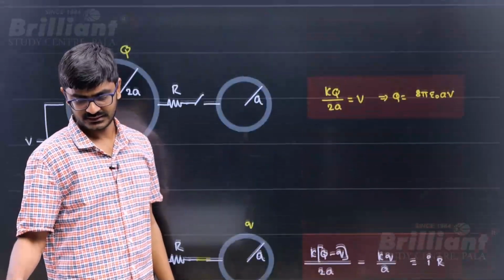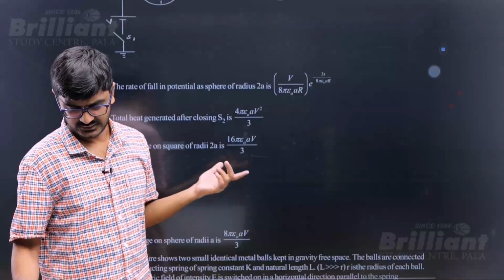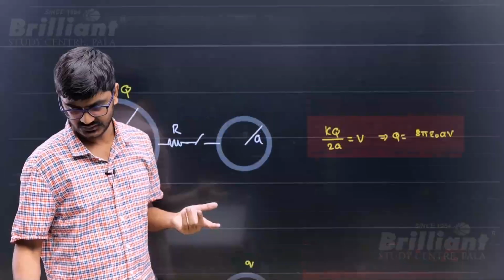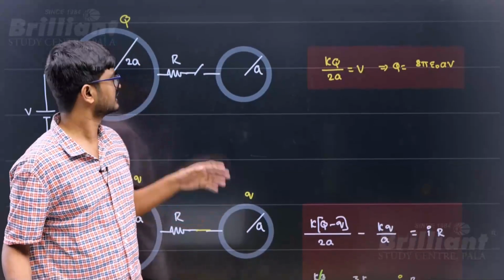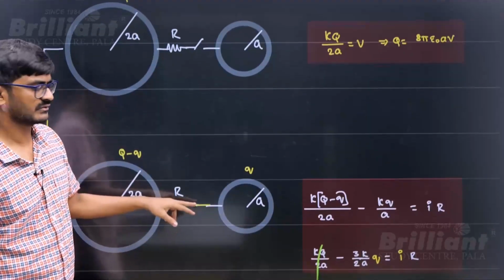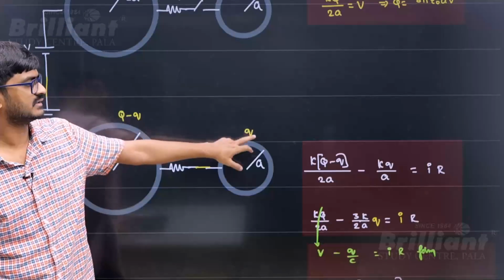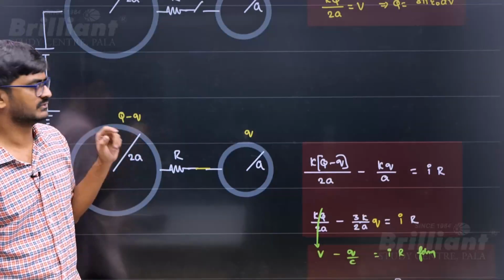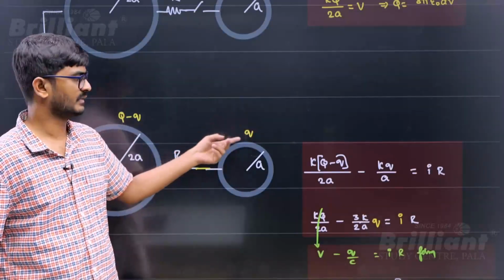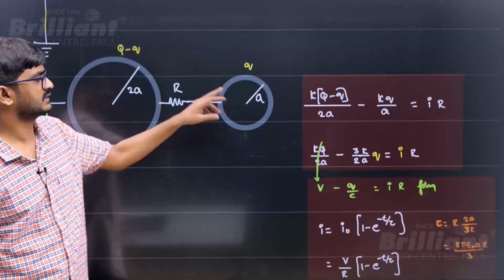Now they are asking some other thing: the rate of fall in potential at any time. So we need to go with some generalized situation. What is that generalized situation? This was the initial situation. Now after some time t, after I close the switch, let me say the charge on this one is small q, so the charge on this one will be minus q. What will be the current? Current will be the rate at which the charge is accumulating, that is dq by dt. So potential difference equals I into r.